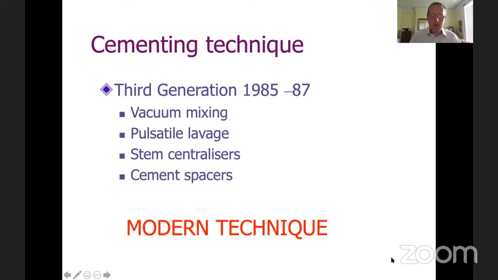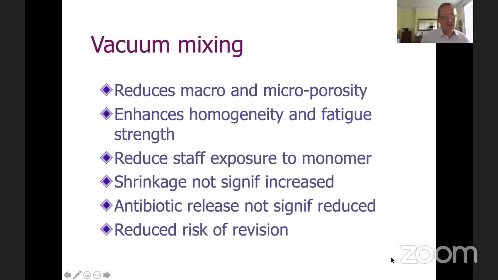So what I would describe that you should use in your operation notes is to say that you are using modern cementing technique when you've done all of those things that I've described in the technique just above. Vacuum mixing is important because it produces a much more homogeneous cement mix, which is less likely to have mechanical failure because of large pores. It reduces your staff's exposure to monomer, even though the risks are incredibly low based on industrial safety levels. It produces a lesser amount of cement shrinkage during the polymerization reaction. It does not significantly reduce the antibiotic release, but it does reduce the risk of revision as shown in the registry data from Scandinavia.